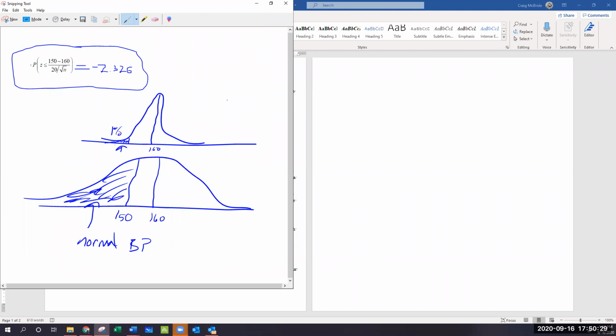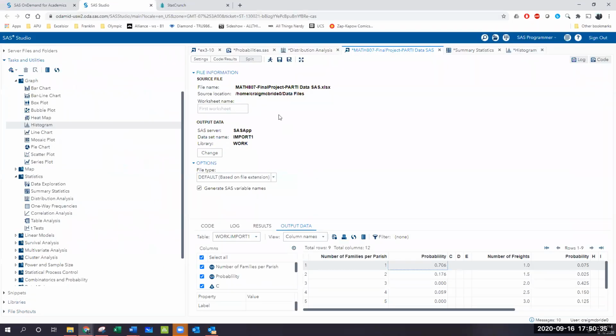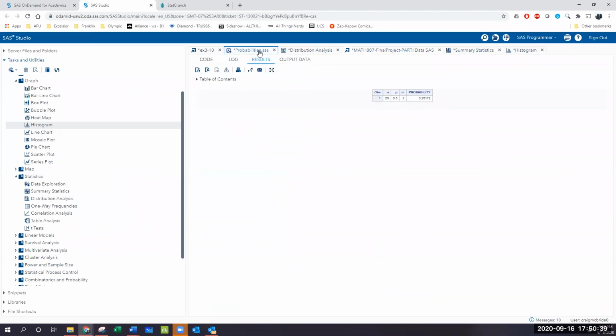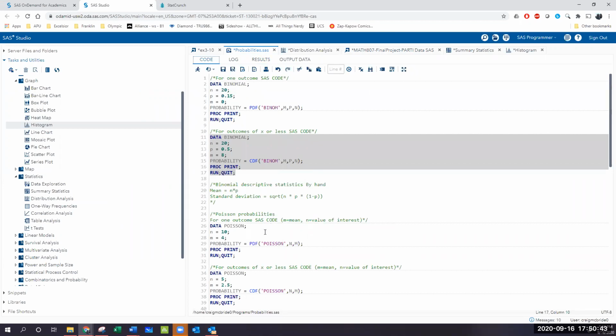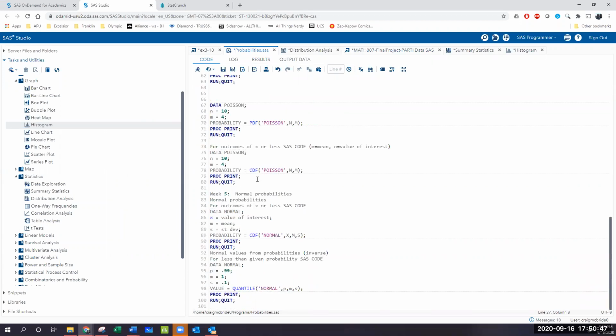And if you go to SAS and go to our probabilities, go to our code, and do the normal stuff, down here, our normal quantile here.